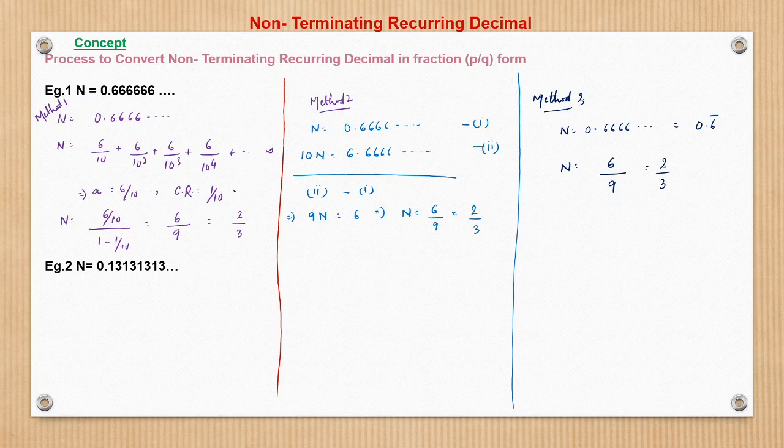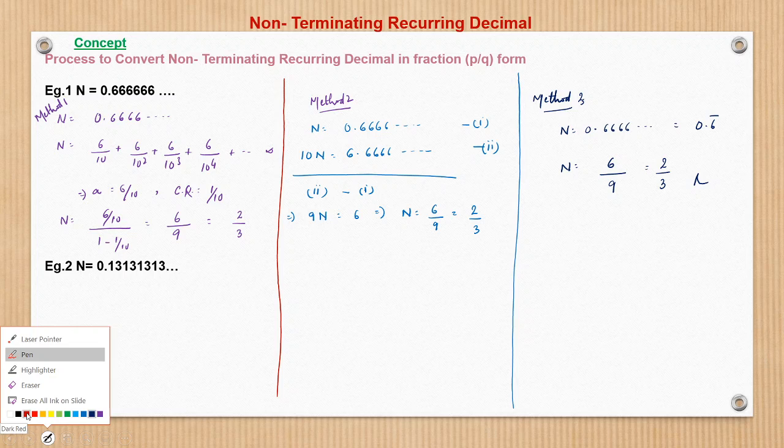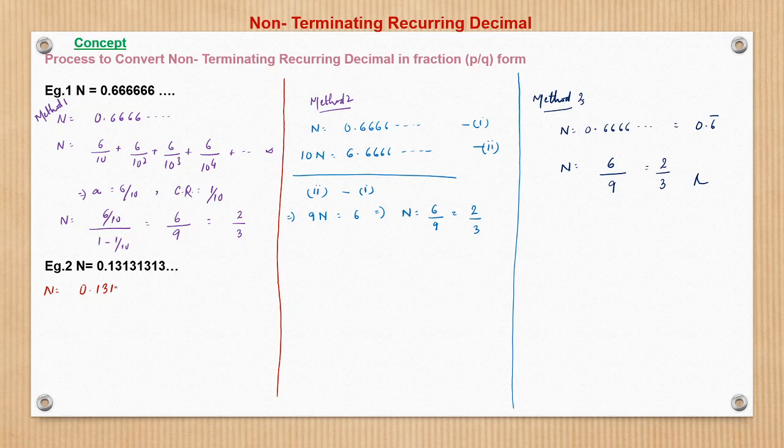We need not solve an equation or a GP series, we can straight away write the answer. So three methods are there. Now we continue with all three methods for different examples. Let us see, here n is 0.131313, and so on. So we can write this as 0.13 bar.